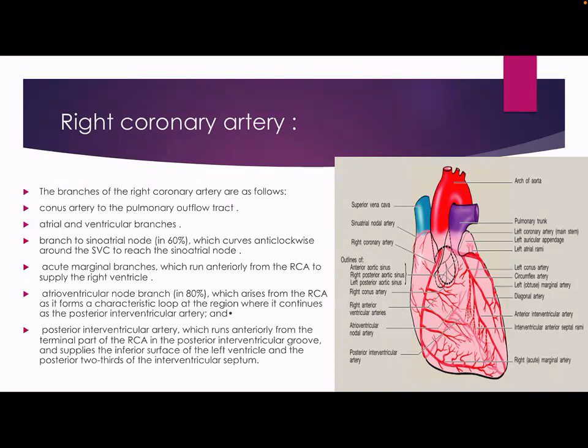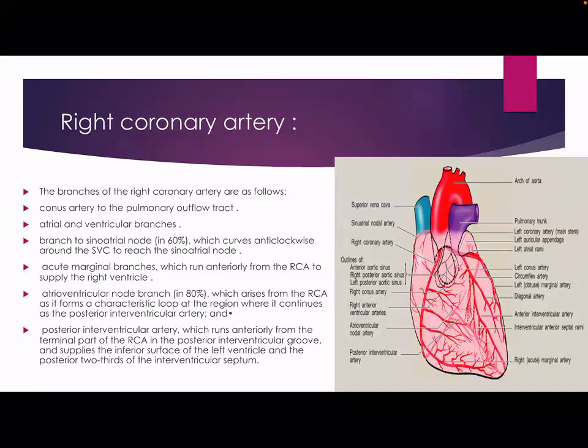And lastly, we have the posterior interventricular artery, which runs anteriorly from the terminal part of the right coronary artery in the posterior interventricular groove. This is the posterior interventricular artery in the posterior interventricular groove, and at this site it anastomoses with the left coronary artery.